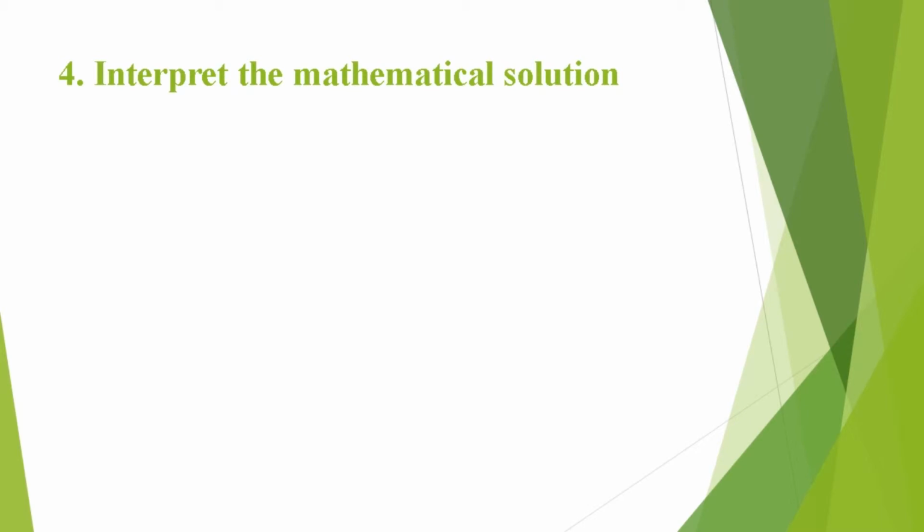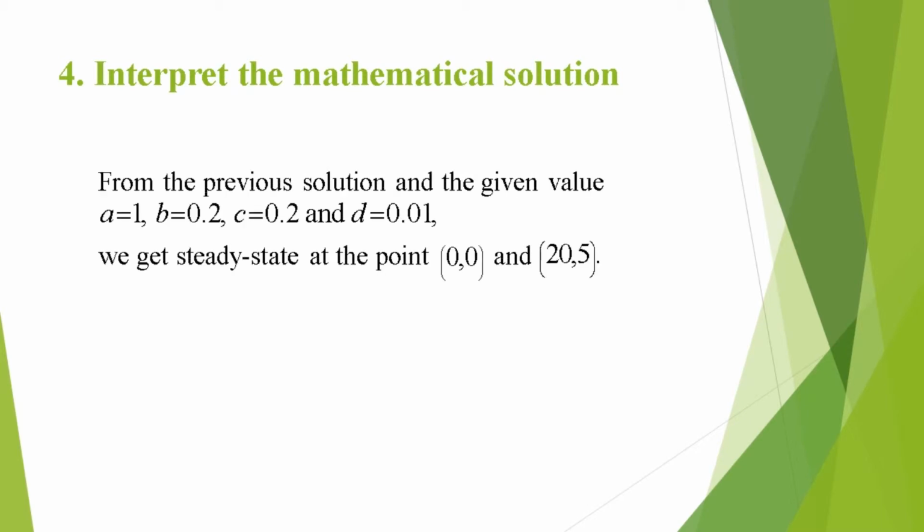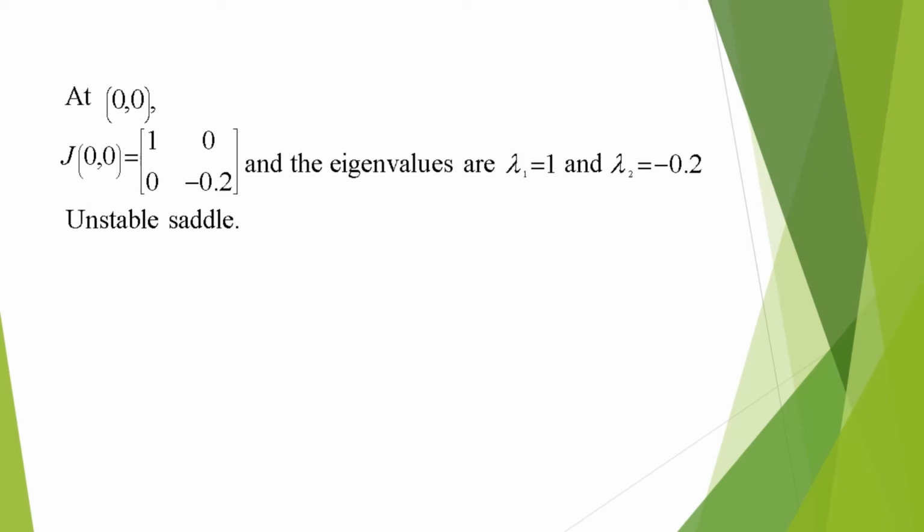The fourth step is to interpret the mathematical solutions. From the previous solutions and the given values, a equal to 1, b equal to 0.2, c equal to 0.2, and d equal to 0.01, we get the steady states at the points 0, 0 and 25, 5. At 0, 0, the eigenvalues are 1 and negative 0.2. So the phase portrait is an unstable saddle point.